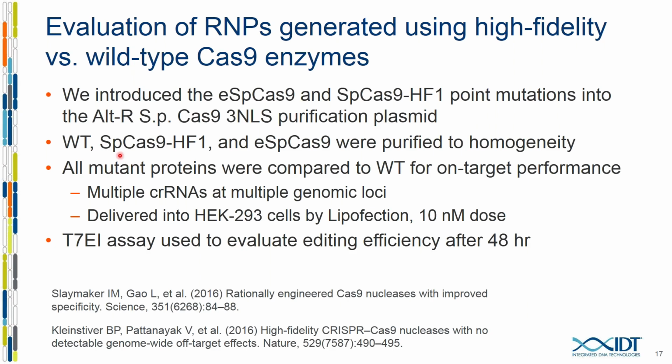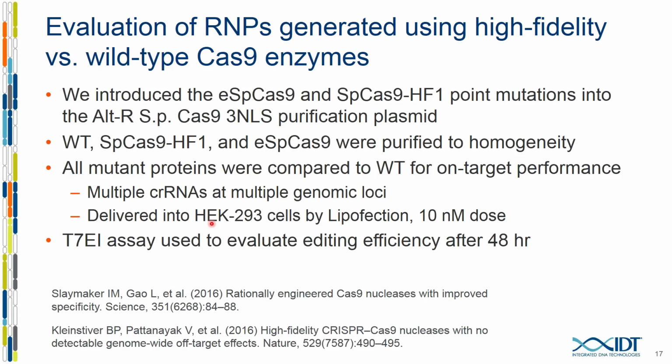And before we got into the business of trying to make our own proteins, we thought that we would test both of these and find out if they worked as well with RNP delivery, because that's our favorite way to do things. So we introduced the amino acids that comprise these particular mutants in the context of our Alt-R S.p. Cas9 protein, purified them to homogeneity by the same process as the commercial material we sell. And then we tested them to start off with to look at on-target performance, and I think we've looked at greater than 50 crRNAs and greater than 10 genomic loci at this point.